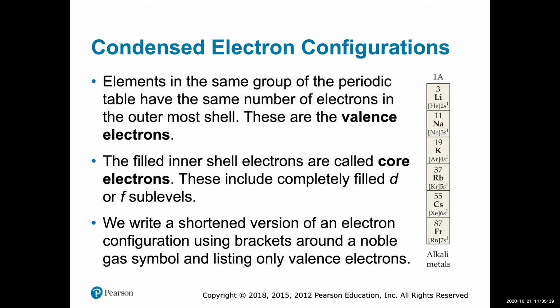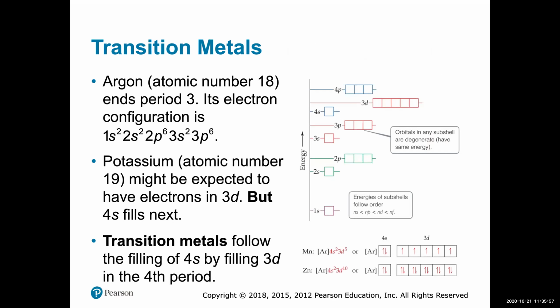A lot of times we can write a shorter version of the electron configuration by using the noble gas configuration. We'll have some examples of that. Argon is 18, and that ends period 3. So that noble gas, its electron configuration is 1s2, 2s2, 2p6, 3s2, 3p6.